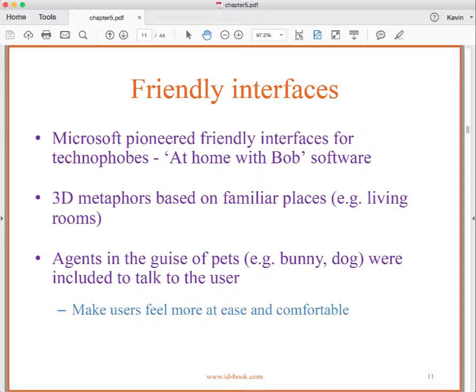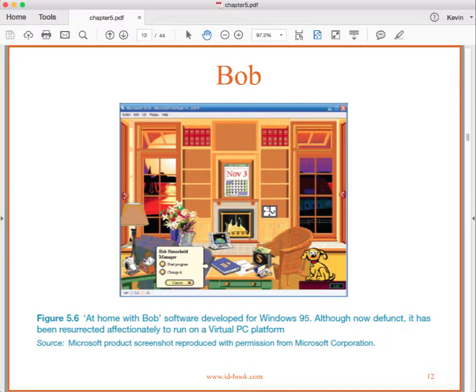Sometimes you see products designed to use pets like a bunny or a dog to talk to the user. And the idea here is maybe it's going to make the user feel more at ease and comfortable. And I think the experience has been among the people who have tried to do this that it is successful for some of the users. And here's a picture of At Home with Bob, looking very folksy. Also looking very 1990s. This was developed with Windows 95.